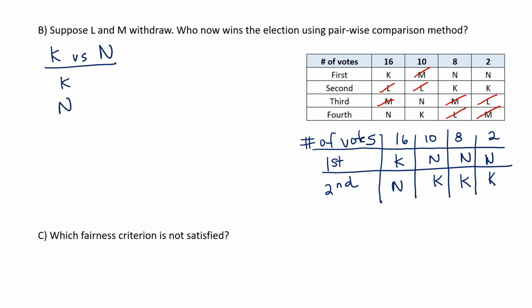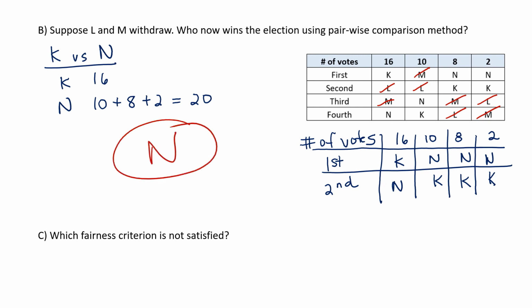On the first ballot, K wins, so K gets 16 votes. And on the remaining 3, N is in the first place, so N gets the 10, the 8, and the 2 for a total of 20. In this instance, the winner is N. Which fairness criterion is not satisfied here?